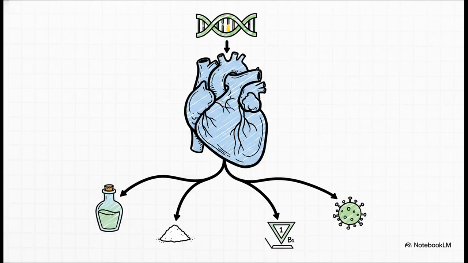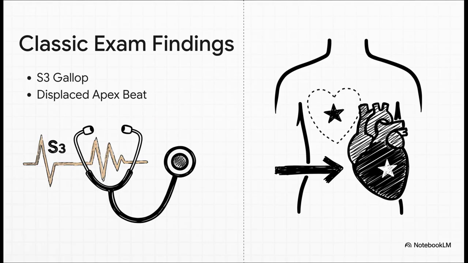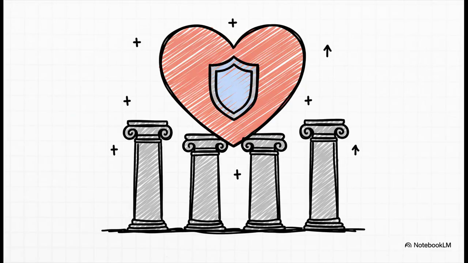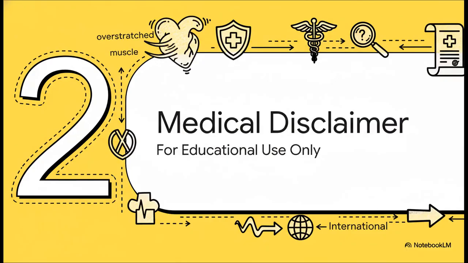If it's acquired, your culprits are alcohol, cocaine, wet beriberi, viral myocarditis. Know them. On exam, what are you going to find? You're listening for that classic S3 gallop, and you're feeling for a displaced apex beat. And the goal? It all comes down to survival, built on what we call the 4 pillars of therapy. You gotta know the balloon to save the pump. And that's the blitz. Okay, pace change.